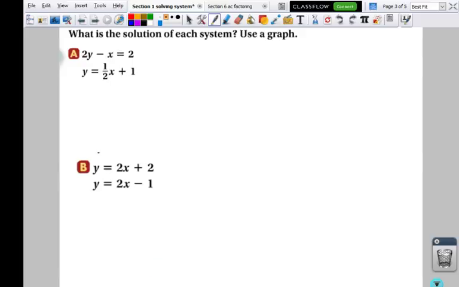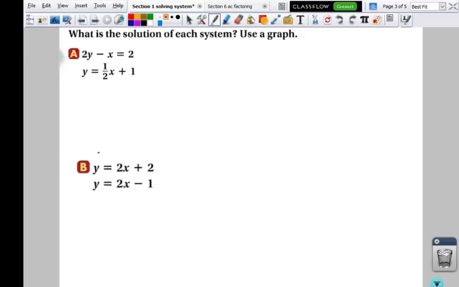So I'm going to delete these lines, I don't need them anymore. I can't memorize these. 2y minus x equals 2, right? Was that minus x or plus x? Minus x equals 2. For my first line, hey, it shows up there.